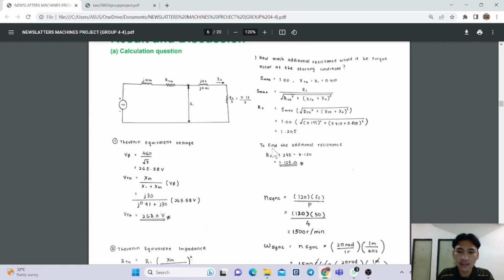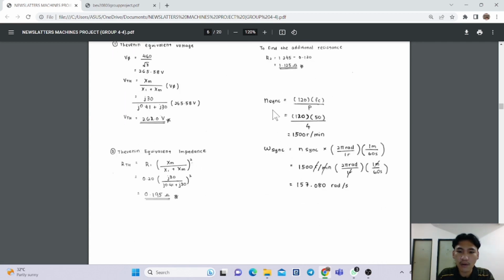So to find the additional resistance, we need to subtract the R2 that we set, which is 0.120, from the value that we got, and the additional resistance is 1.125 ohm.